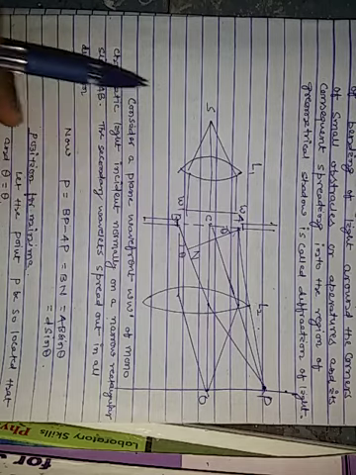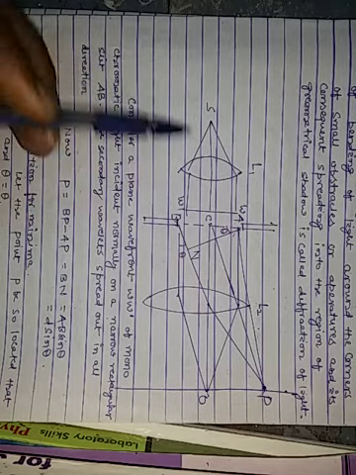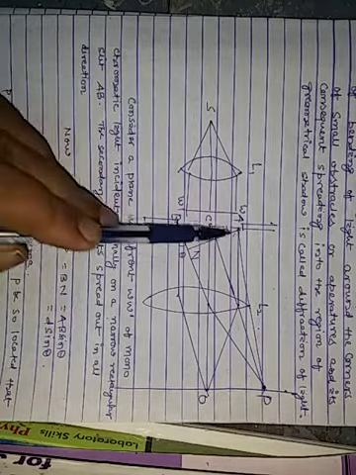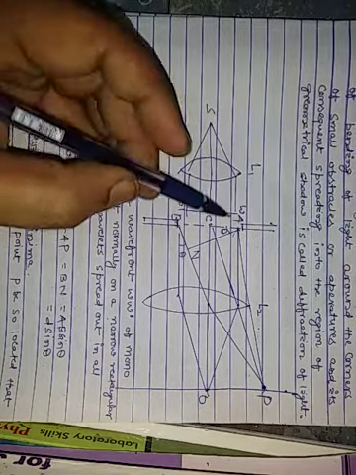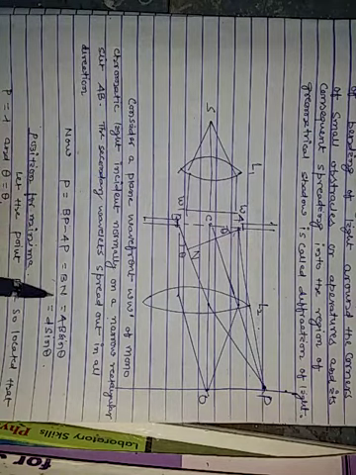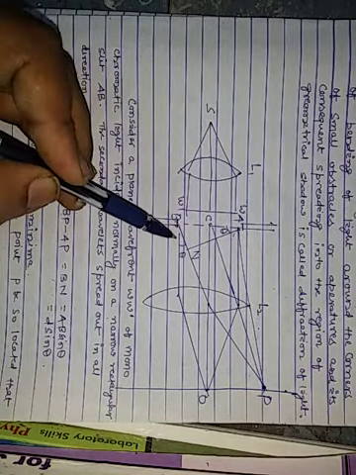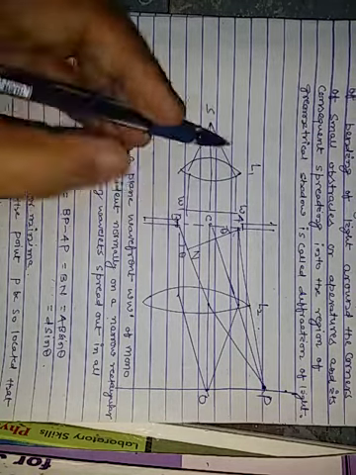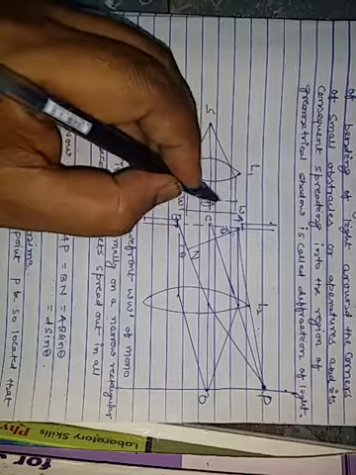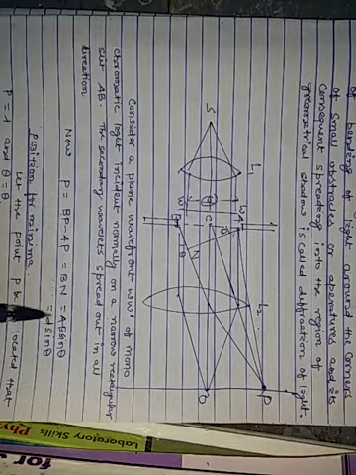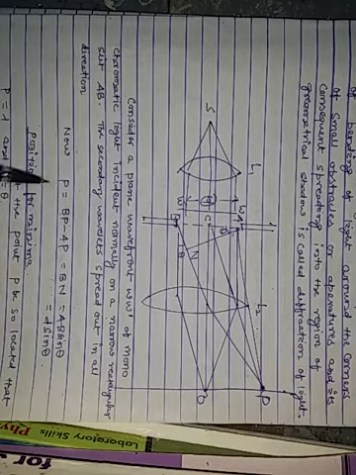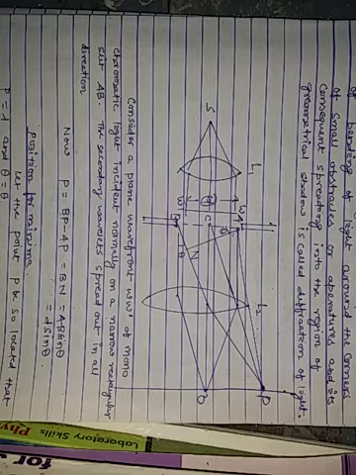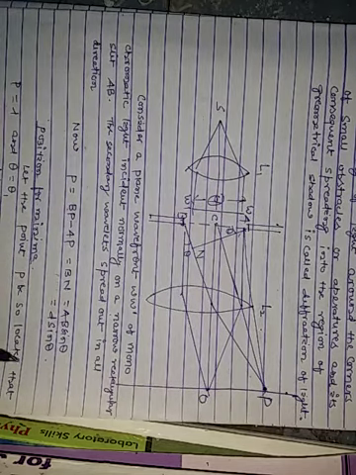Now the path difference is equal to BP minus AP. BN is equal to AB sin theta, and AB is equal to D. So we put D in place of AB, giving D sin theta. So the path difference is equal to D sin theta.